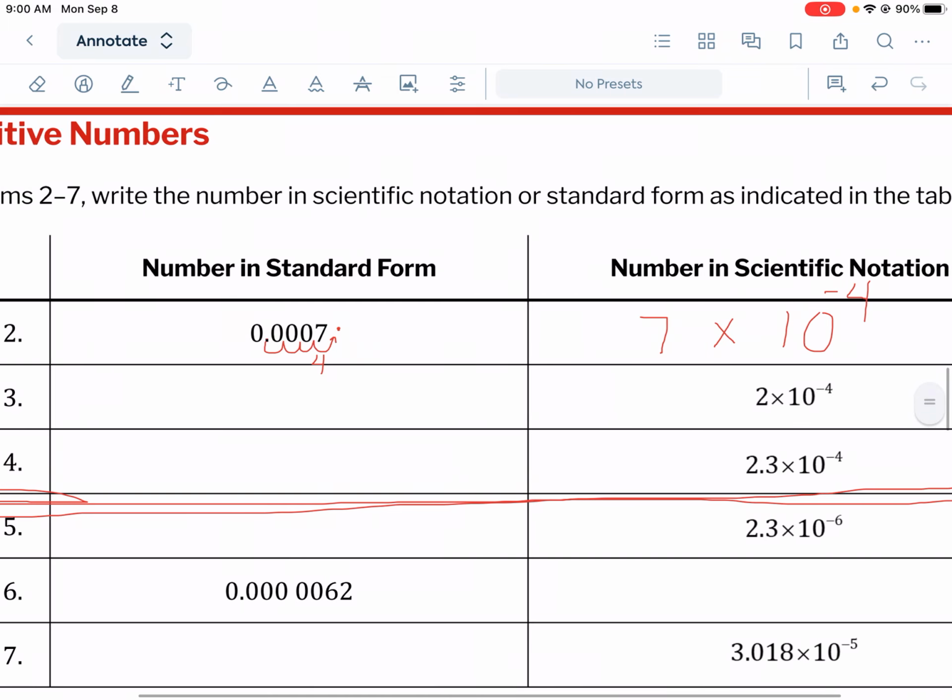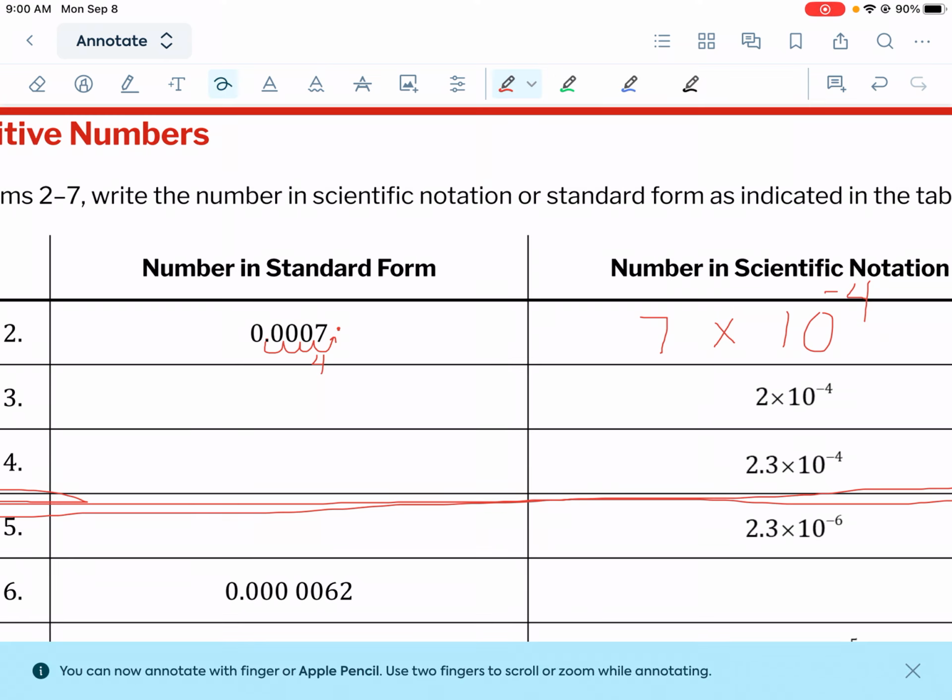For number 3, we're going out of scientific notation back into standard form. Anytime it gives you a number, just rewrite the number. And when I say the number, what I mean is the A value. Just rewrite the A value. And then we'll drag backwards.